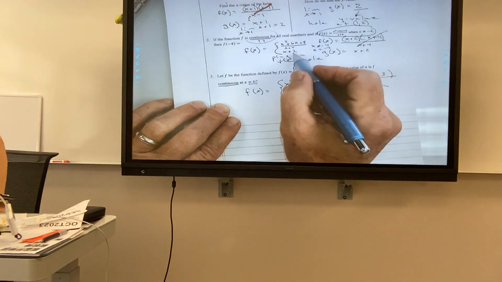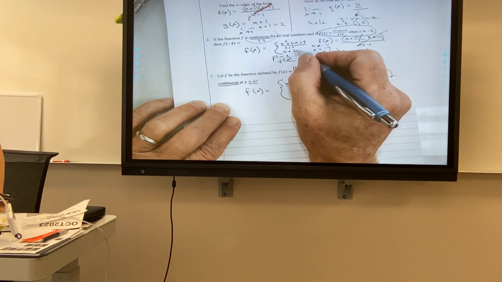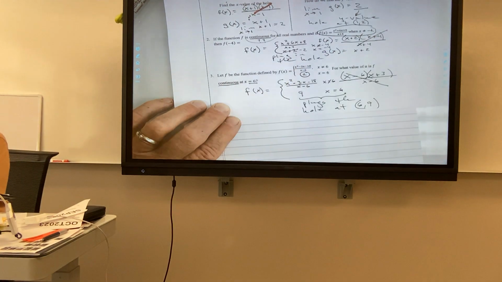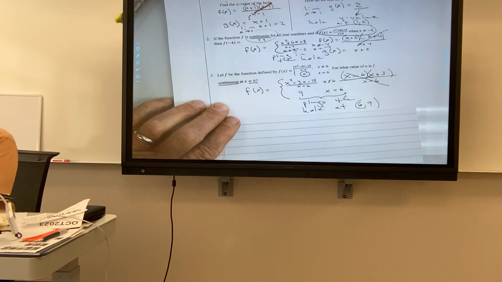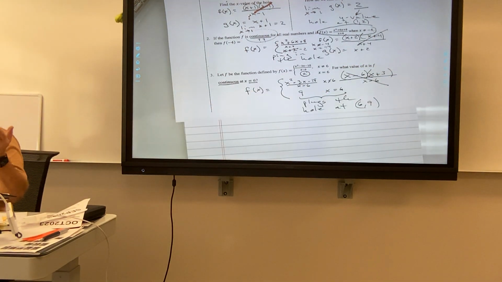I could have, instead of having x plus 2 here, I could have had, if I wanted to, a -2 here, correct? And been correct. Because that's the only value I'm going to plug into x plus 2, and the only number I'm going to get is a -2. Does that make sense?